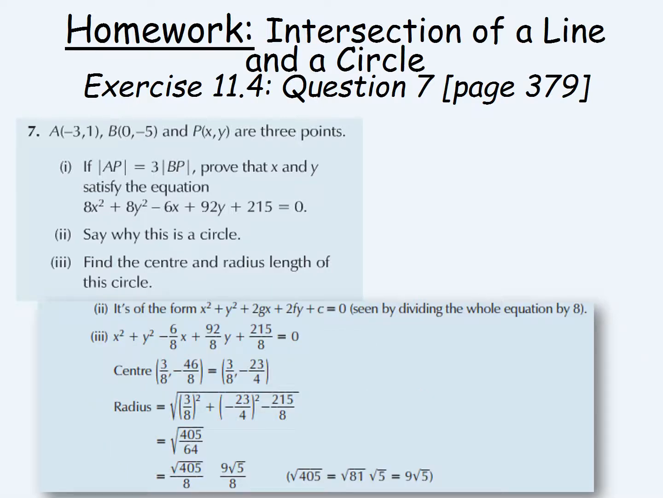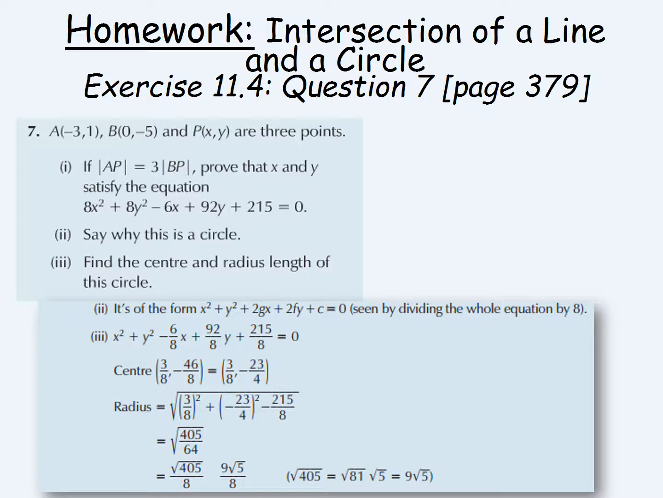The second part then, it says say why it's a circle. So because the answer we got is in the form x squared plus y squared plus 2gx plus 2fy plus c is equal to 0, we can say that it is a circle. Now just be careful, it's not that straight away, because x squared only has a coefficient of 1 in the formula. We can force the equation that we have to look like that by dividing everything across by 8.